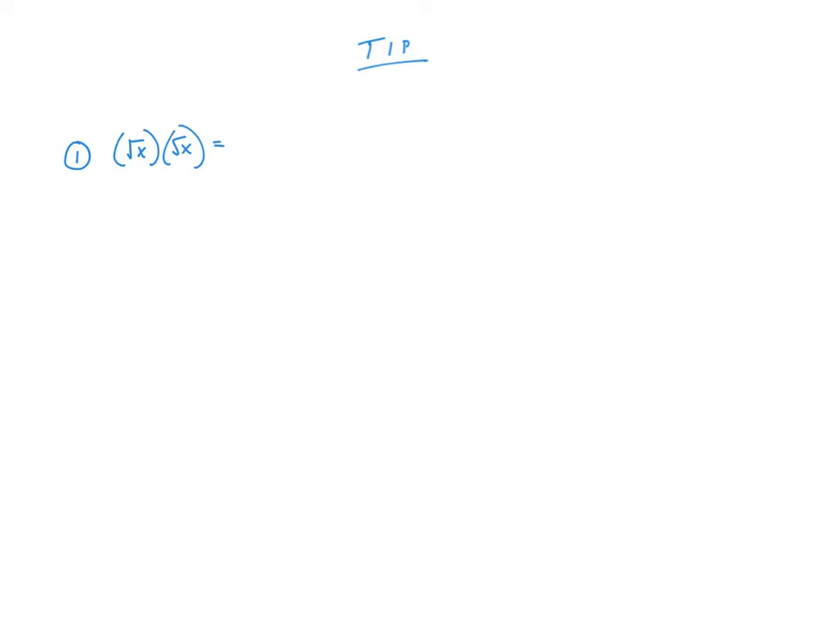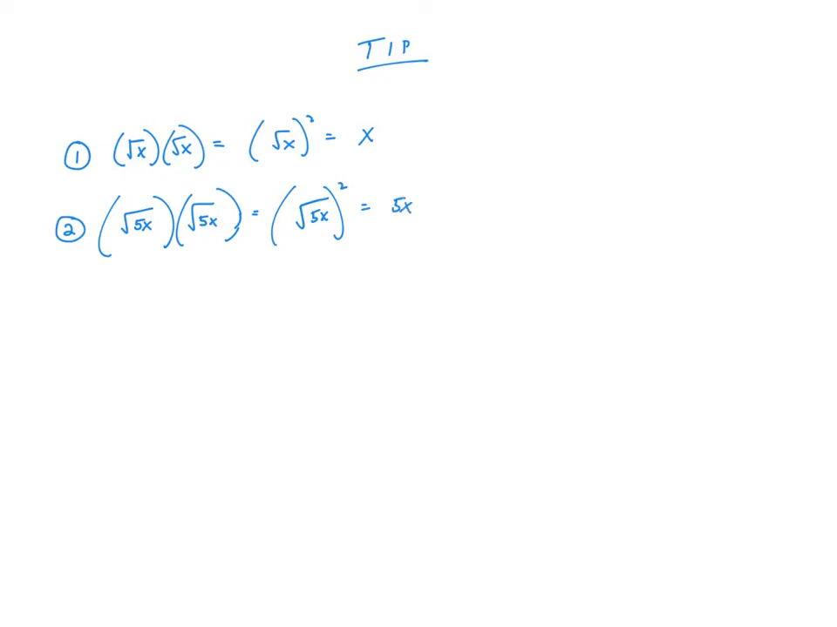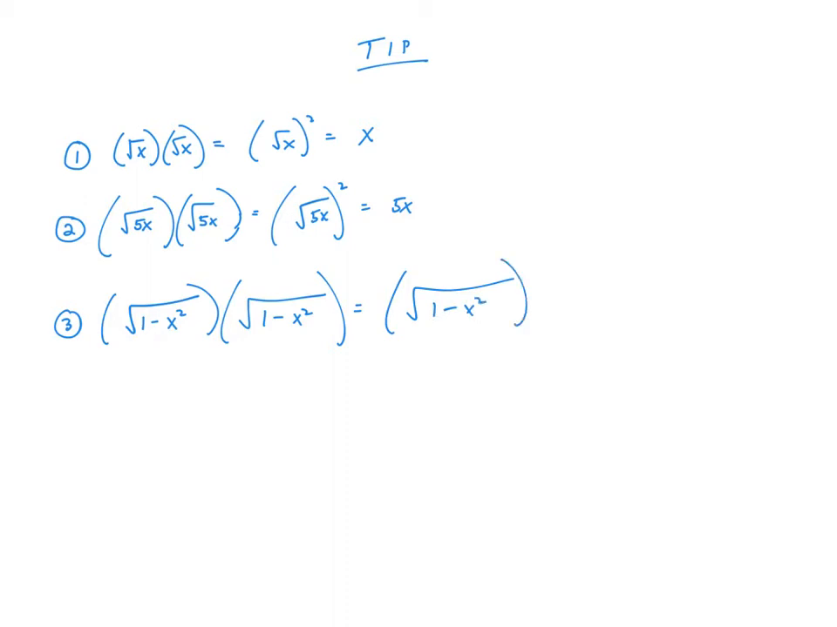Here is a math tip before we continue. Root x times root x is equal to the square root of x squared, which is just x. Similarly, root 5x times root 5x is the square root of 5x squared. So again, the square and the square root cancel, we'll get 5x. Finally, root 1 minus x squared times root 1 minus x squared is root 1 minus x squared squared. The square and the square root cancel, we'll get 1 minus x squared.